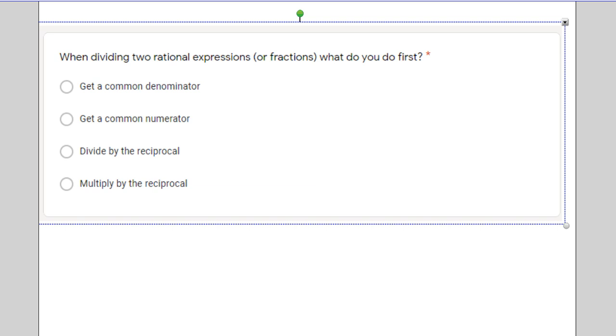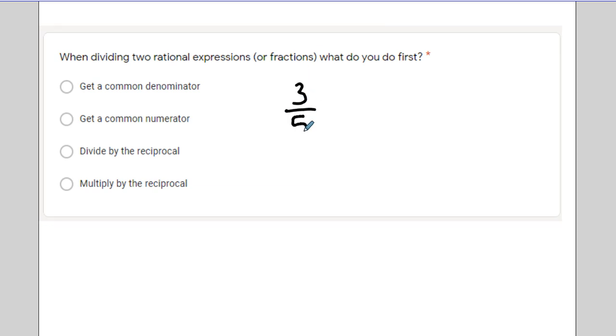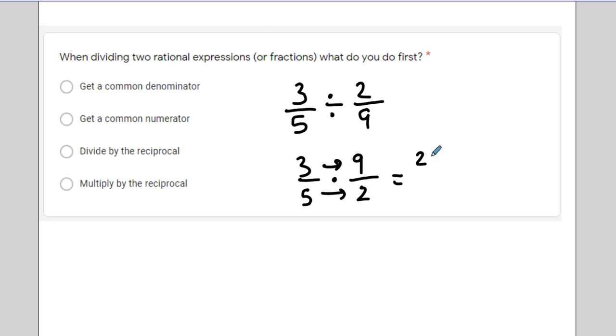What about when dividing two rational expressions or fractions? What do you do first? So if I had something like 3/5 divided by, I don't know, 2/9. How do you divide? You multiply by the reciprocal. Multiply by 9/2. And then I multiply and I get 27/10.